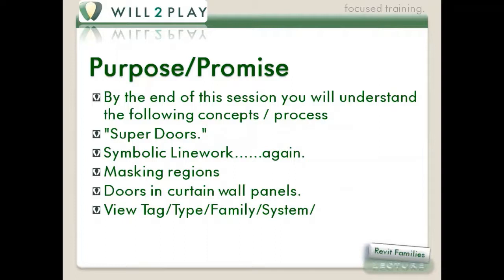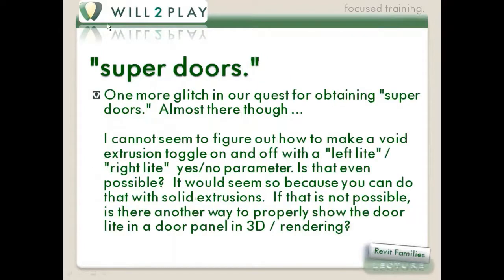Delicious. Some of the questions we're going to answer today are basically talking about some doors, some symbolic line work again, masking regions, then doors and curtain wall panels. I'm just going to touch on that real briefly, and then view tags and types and family and system. Really try to flush out all of the information there. Okay. So if you have a question, go ahead and stop me. Okay, so I'm going to put these questions up, and then I'm going to jump over into Revit, and we're going to see if we can answer them together, because that seems to be a good process to go through.